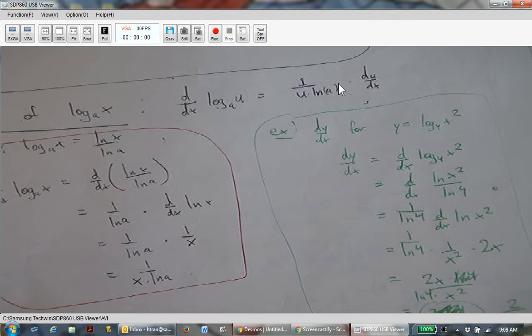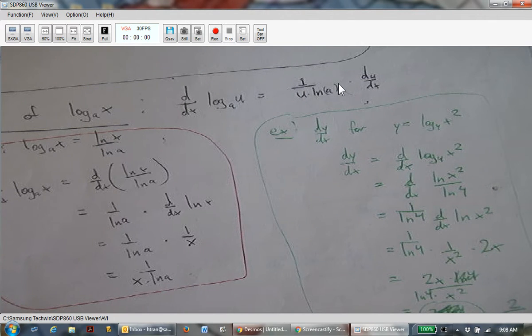2x over x squared ln 4. So that's ln of 4, right? Can you simplify that? Yes, so you take out the square. The final answer is just 2 over x ln 4. Can't you cross out the 4 and the 2? You cannot, because the natural log of 4, if you put it in your calculator, is not equivalent to just 2. You can leave it like this.